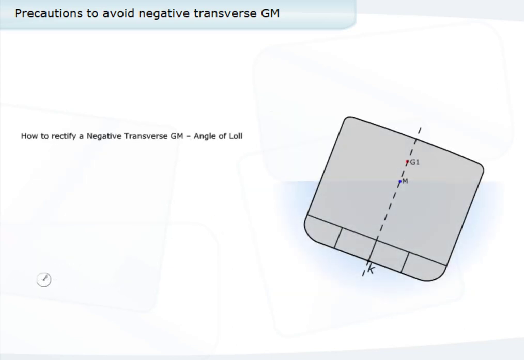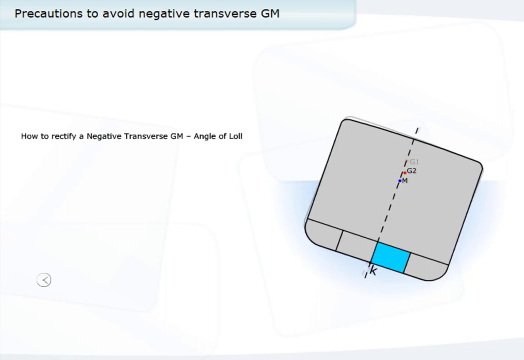To rectify the situation when a vessel is lying at an angle of loll due to a negative initial transverse metacentric height, GM, the position of G must be moved downwards to return the ship to a positive GM. However, it is very critical to initially make certain it is an angle of loll and not a list due to unevenly distributed cargo. Steps to take to return the vessel to a positive initial transverse metacentric height, GM, are the following.